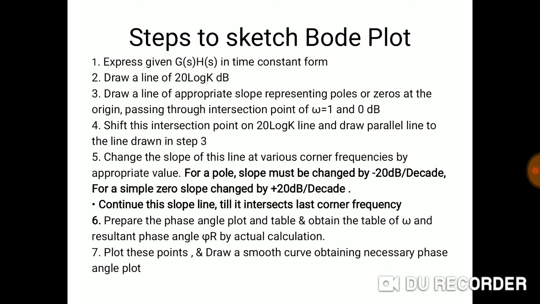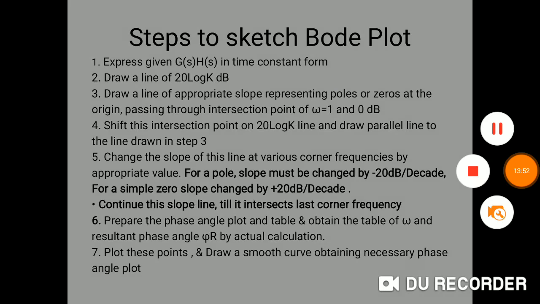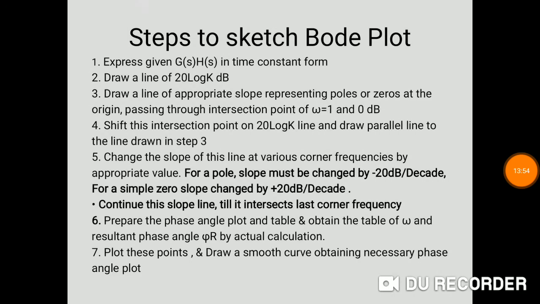Then what are the steps to sketch the Bode plot? Express the given G of s, H of s in time constant form. Draw a line of 20 log k dB. Draw a line of appropriate slope representing poles or zeros at the origin, passing through the intersection point of omega equal to 1 and 0 dB. Shift this intersection point to the 20 log k line and draw a parallel line to the line drawn in step 3.